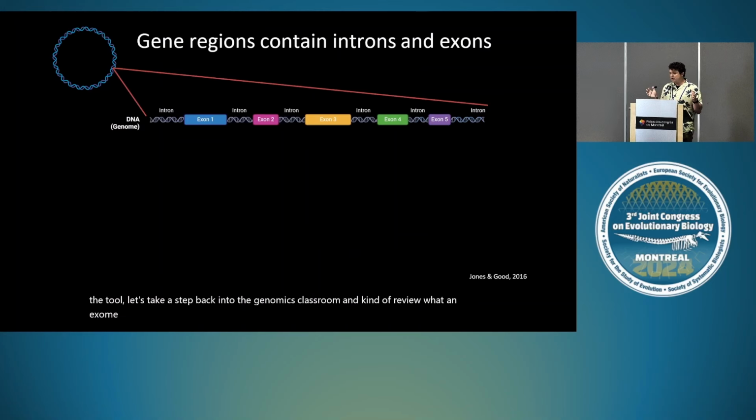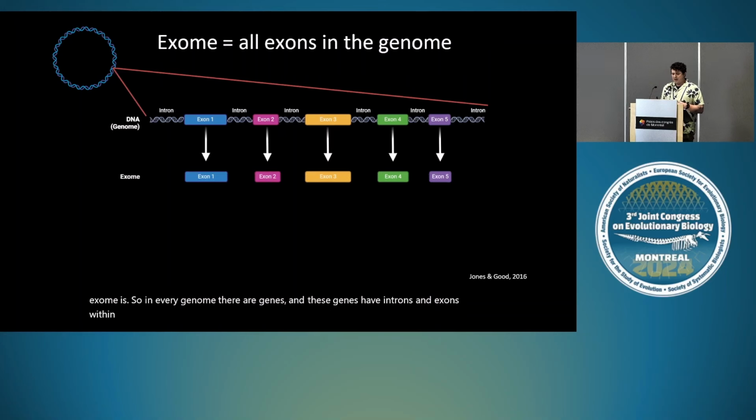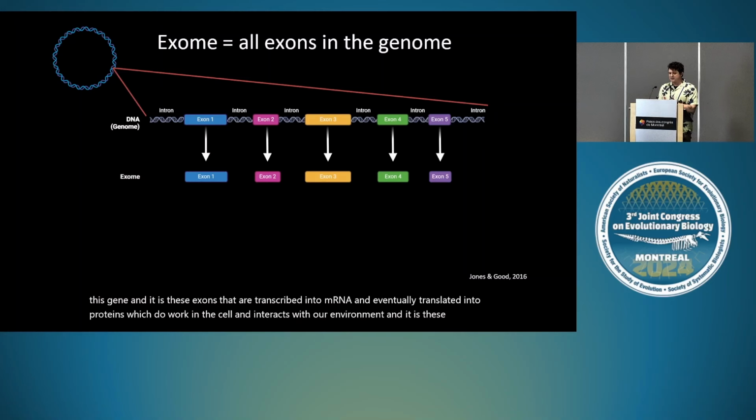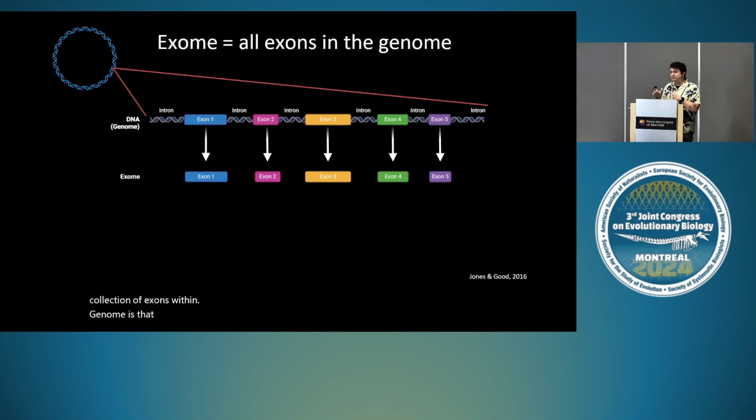So in every genome, there are genes, and these genes have introns and exons within them. It is these exons that are transcribed into mRNA and eventually translated into proteins, which do work in the cell and interact with our environment. It is this entire collection of exons within the genome that we term the exome. And by profiling the exome, we can better understand selective pressures and mutations within these genic regions.